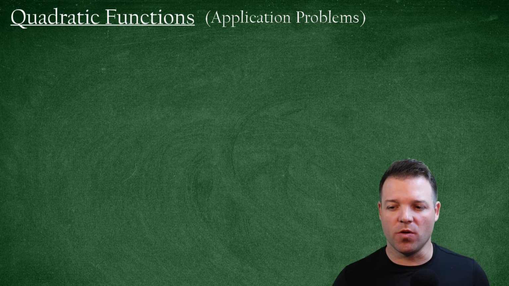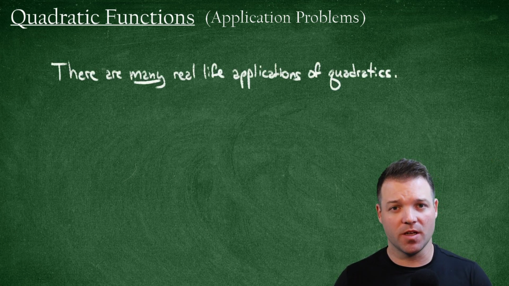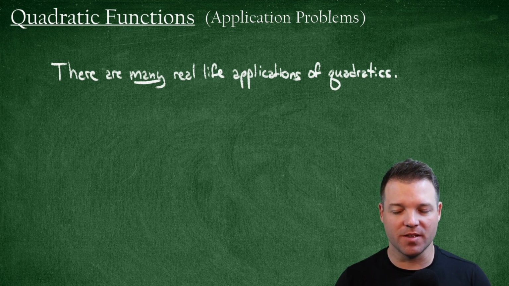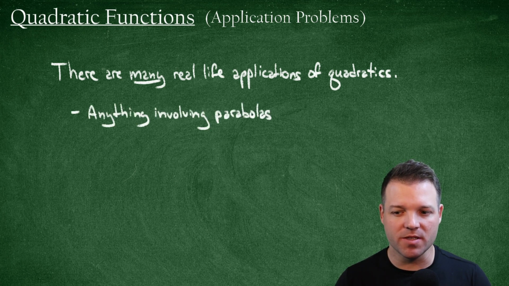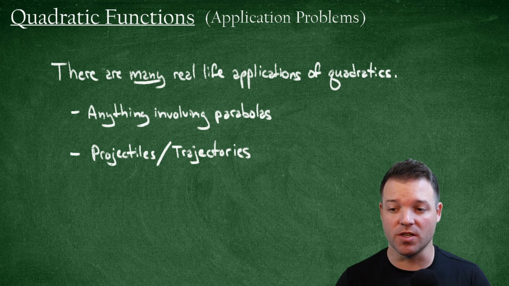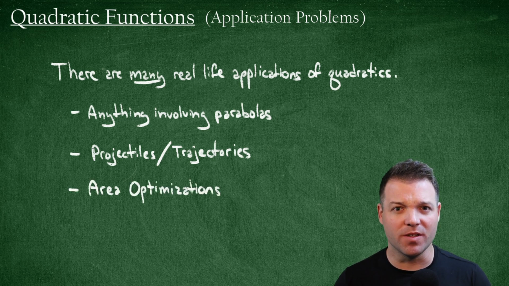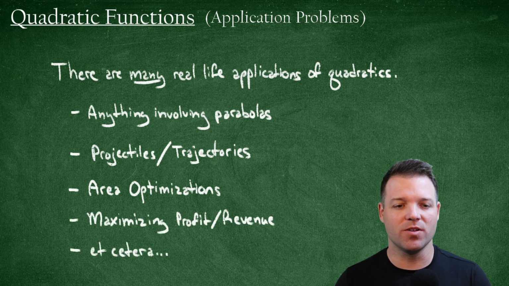Okay, so first of all, there are many different real life applications for quadratics. Anything with a degree of 2 or an x squared in there. Anything involving parabolas, anything involving projectiles and trajectories, anything involving area optimizations. Let's see here. We got maximizing profits and revenue, and etc. There are just tons and tons of real life applications for these, and really in any situation where you have two variables being multiplied by each other, then there is a possibility for some kind of quadratic application problem.